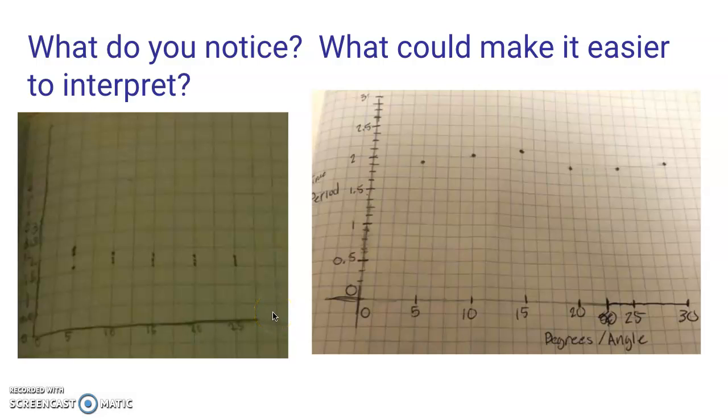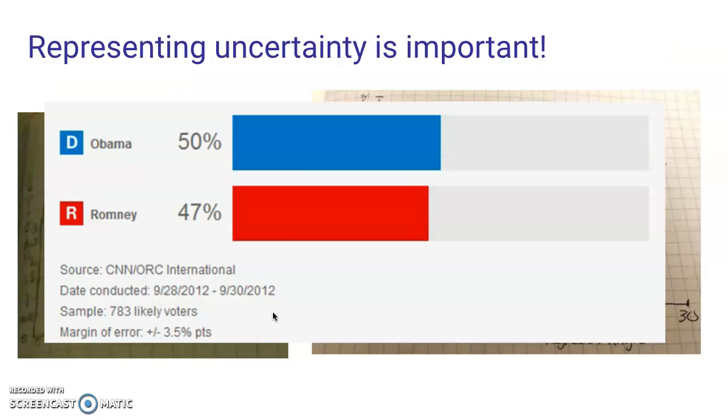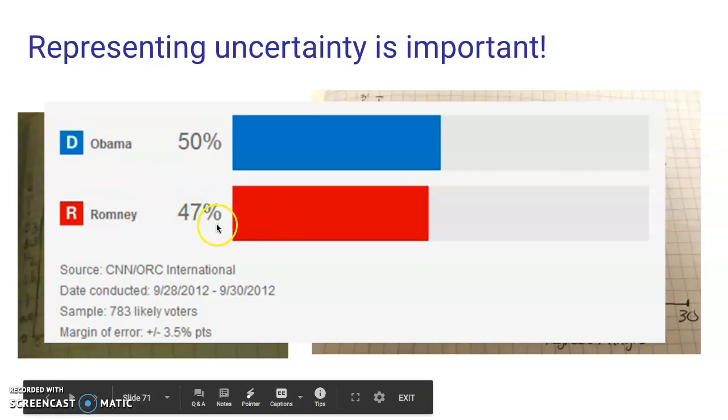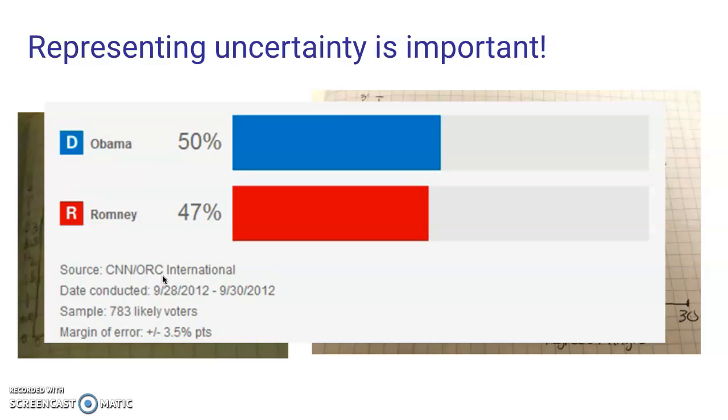And I want to talk a little bit about how we can represent uncertainty and how important it is. To do that, I'm going to use an example that you might think of as not science, but actually, it's a lot of science. Science is all about making models that describe the world that can help make predictions. And so I'm going to look at some models from political science.